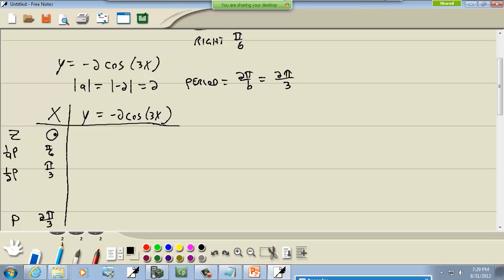Now this is going from 0 to pi over 6. I add pi over 6. I add another pi over 6, and I get 2 pi over 6, or pi over 3. Then I have 3 pi over 6, which is, what, pi over 2? We can also use 3/4 times our period to get that.